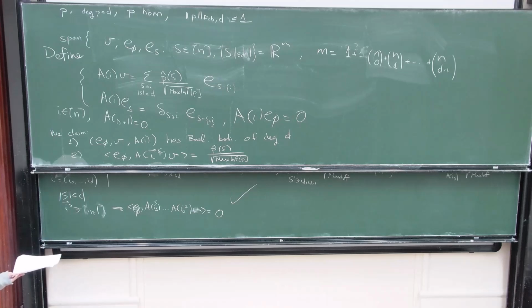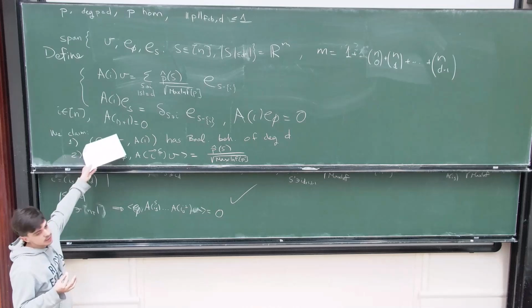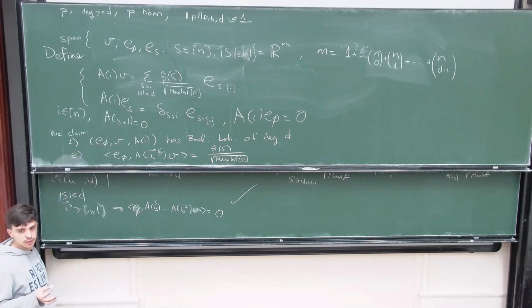So the vectors have norm at most 1. And now what is left to do is to check what is the norm of the matrices. And this is also kind of simple because, of course, this is a contraction because it's just a 0.